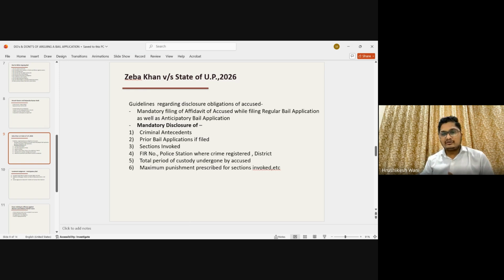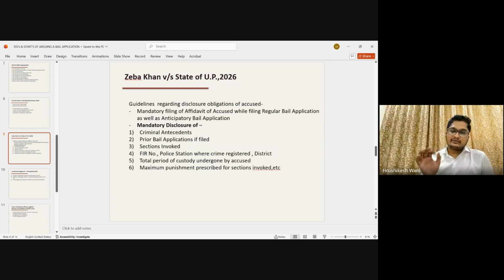What has happened in this Zeba Khan case is the Honorable Supreme Court has given some guidelines while drafting a bail application. The criminal antecedents, if any are pending against the accused, should be written down in that application. If you have filed any previous bail application, any anticipatory bail application of the accused, or if this is the first bail application before charge sheet, you should write it in the bail application.